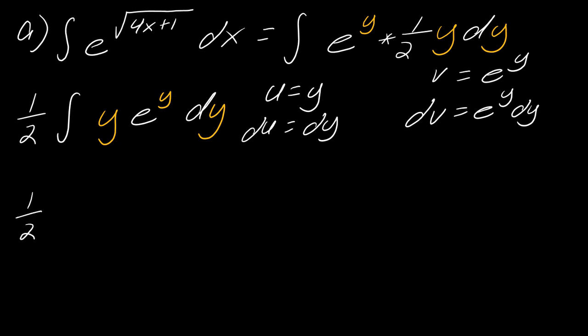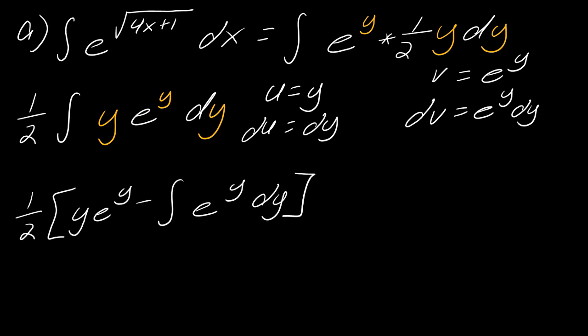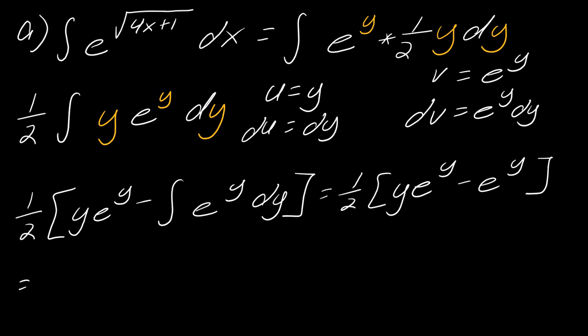1/2. So I take my uv, let's see, my uv is going to be y e to the y minus my v du. So actually this is just very simple now, so this is great. So now I can finish this. So this is 1/2 y e to the y minus e to the y. Okay, and now I just have to replace all my y's.